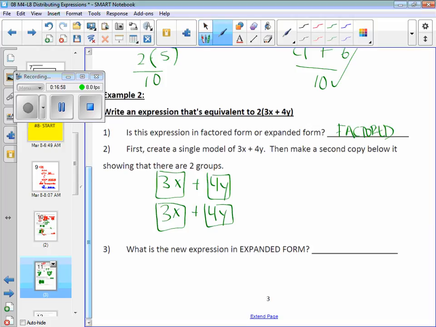You're going to combine like terms. What do you get? 3x plus 3x. 6x.